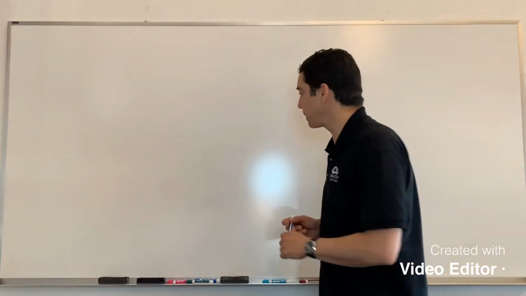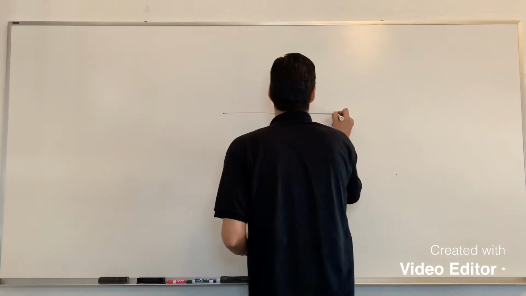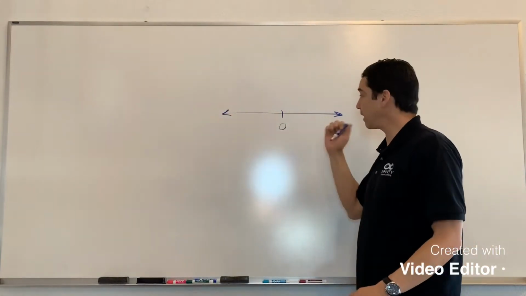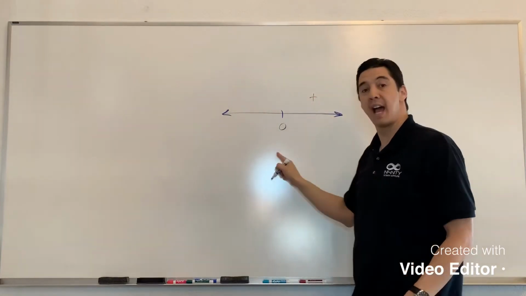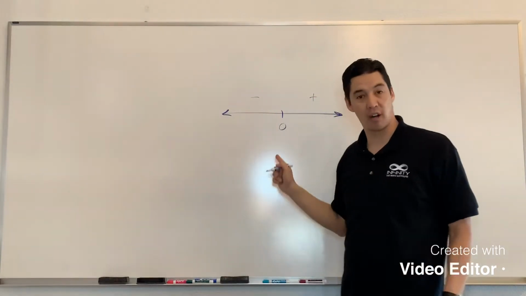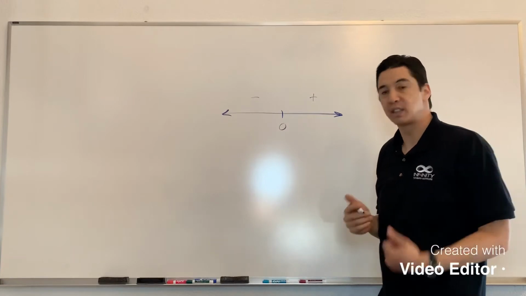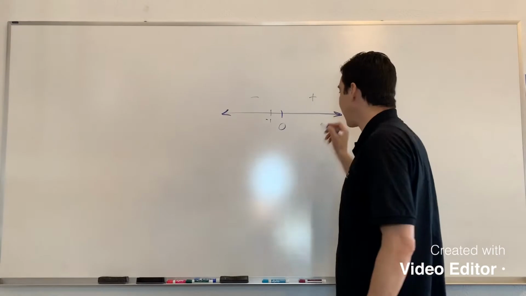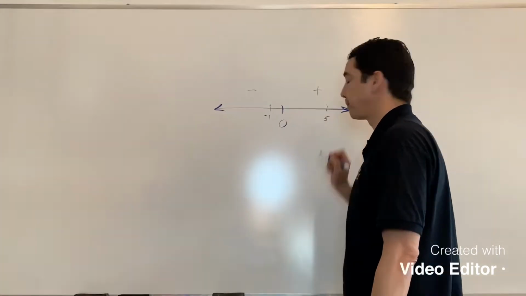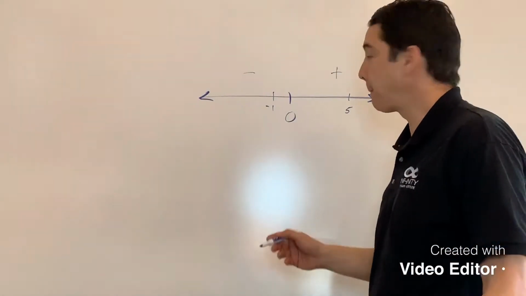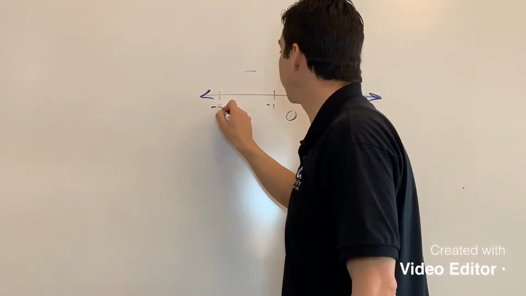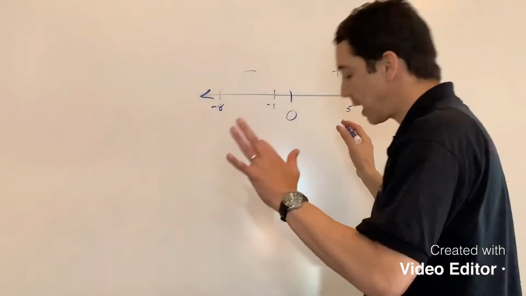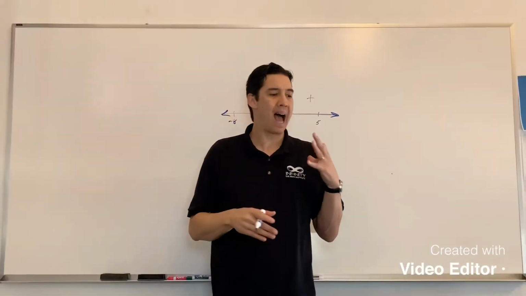The number line we were talking about: everything to the right of zero is going to be positive. Everything to the left of the zero is going to be negative. So -1 is going to be less than +5. But -8 is still less than 5.